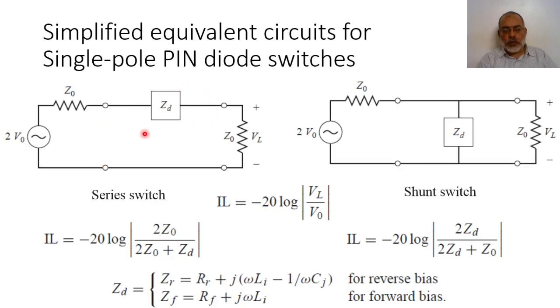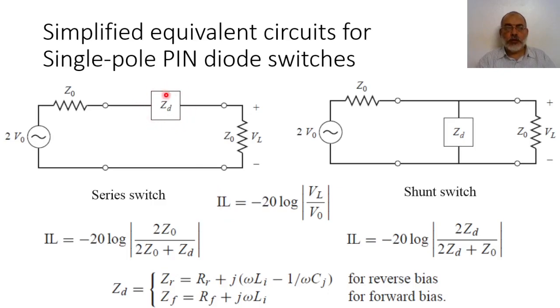If we are not talking about the switch here, so when the load is connected directly to the source, the voltage will be divided between the input impedance of the source and the input impedance of the load. So the load voltage would be V0, and all the signal will pass to the load. So the insertion loss in this case would be -20 log V0 over V0, so it would be 0. There will be no insertion loss in this case.